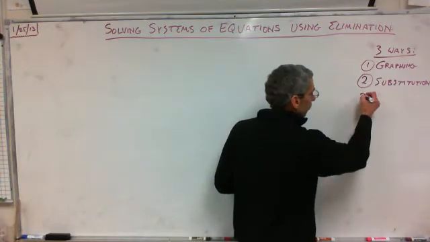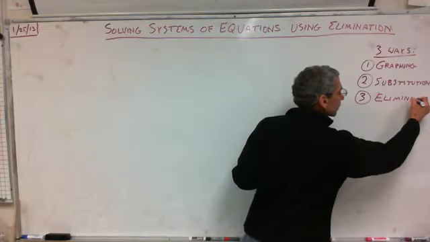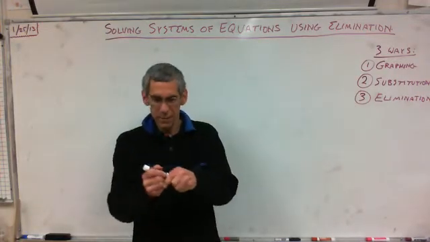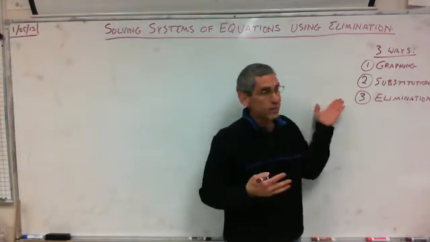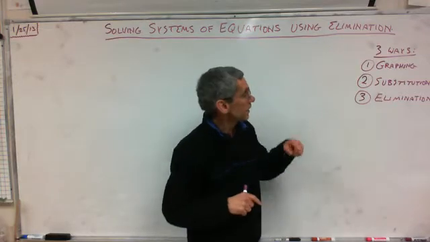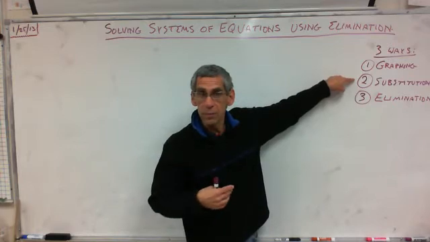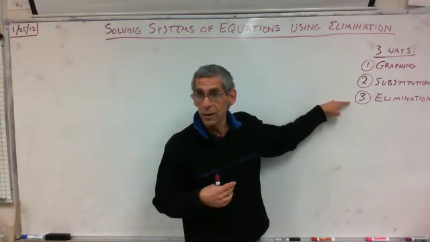The third method is what we're going to talk about today, elimination. Some people like to call it the Terminator approach, right? But basically, all of these methods have value, and actually sometimes it's easiest to solve a system by substitution, and other times it's actually easiest to solve it by elimination.